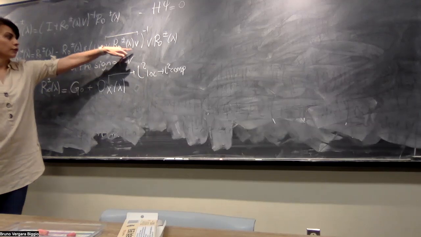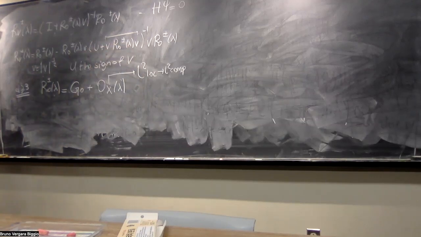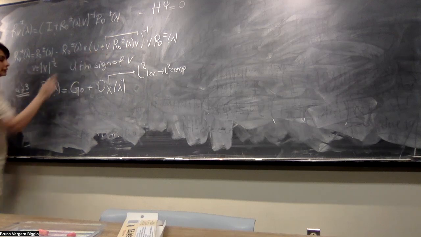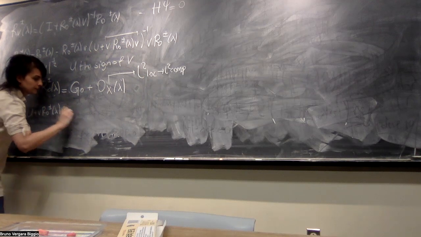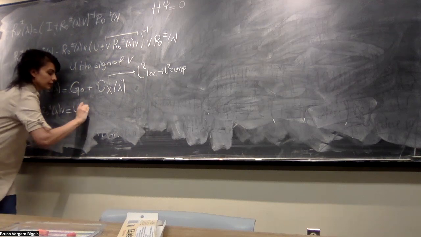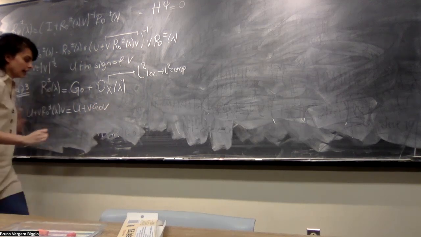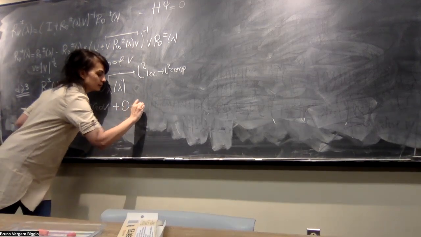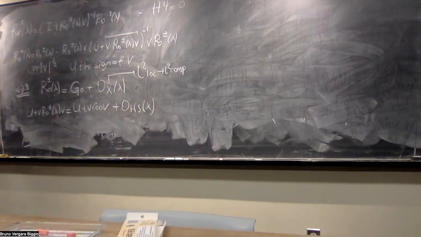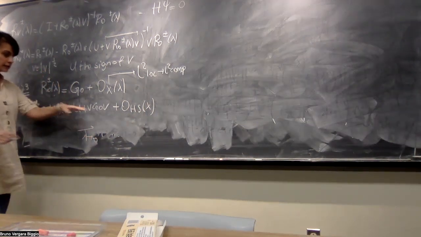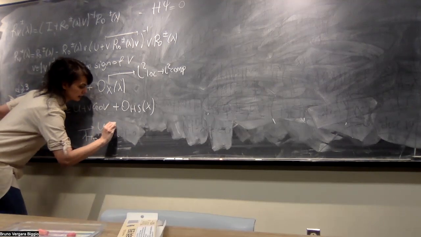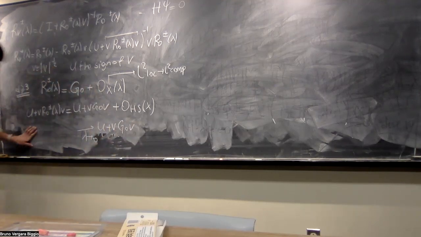So that when I put all those V's on both sides, I'm going to have a Hilbert-Schmidt operator. So now, if I look at U plus V R0 plus and minus lambda V, then this is going to be U plus V G0 V, plus a Hilbert-Schmidt operator times lambda. So I'm lucky because now if I take my lambda to 0, this is going to go to this.